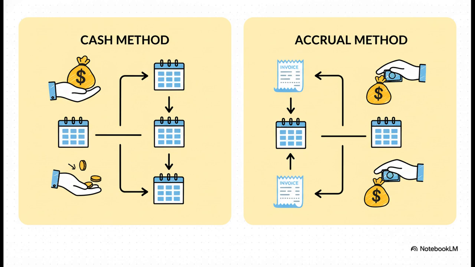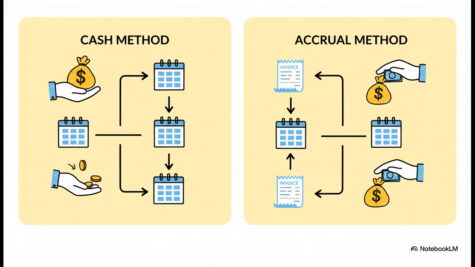You report income when you actually get the cash in your hand, and you deduct expenses when you actually pay for them. Money in, money out. The accrual method, though, is different. You report income when you earn it, even if the client hasn't paid you yet, and you deduct expenses when you incur them, even if you haven't paid the bill.